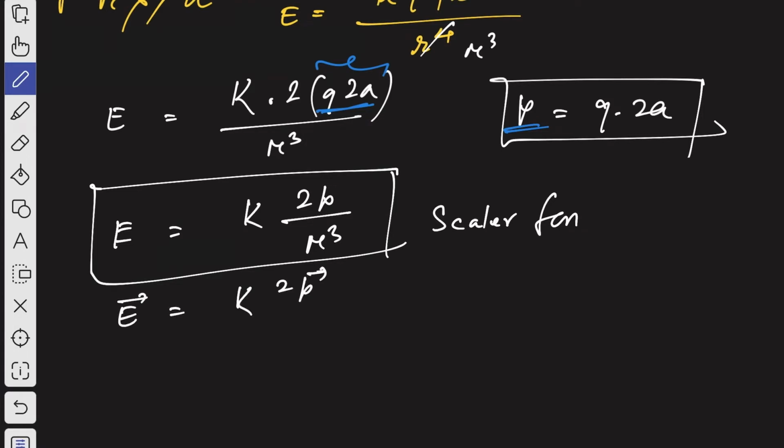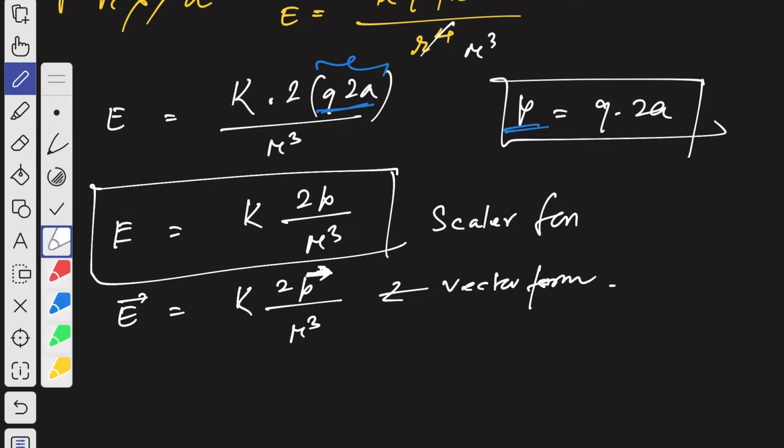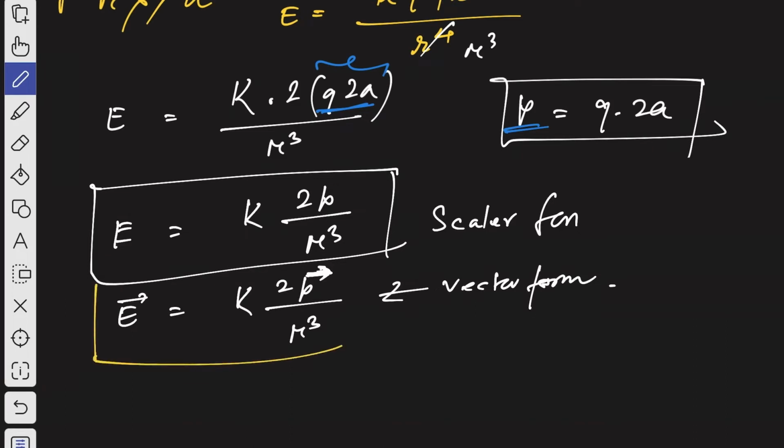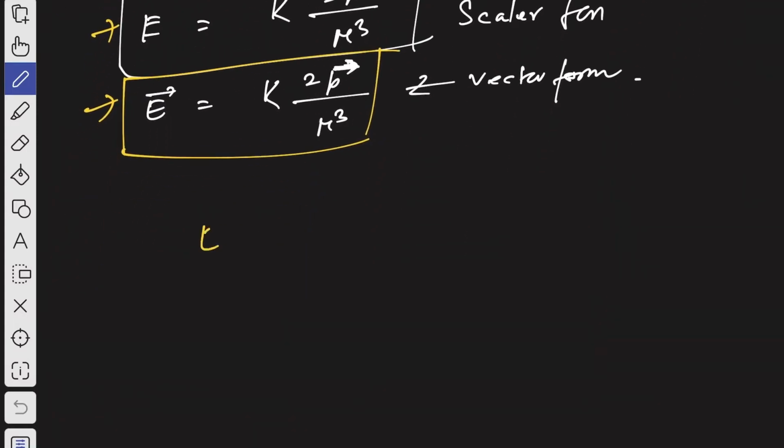So what will be the vector form? E vector is going to be equal to k twice p by r cube. Dipole moment is a vector quantity, so we get twice p vector by r cube, and this is the vector form. From these two expressions we can say clearly that the electric field E is inversely proportional to r cube, right? So one thing is clear, E is inversely proportional to r cube.